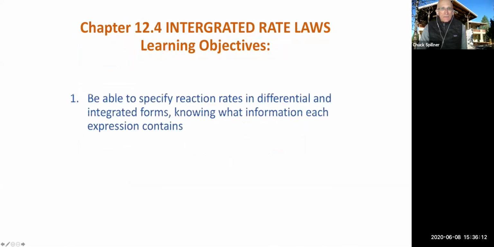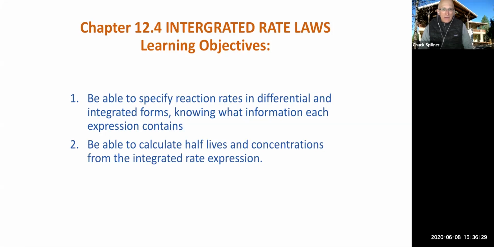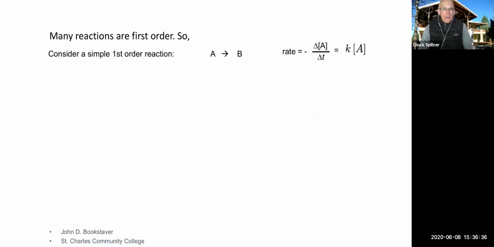So the objectives in this chapter are to be able to specify the reaction rates in differential and integrated forms. Those are the rate equations, and knowing what information each expression contains. So that's how we're going to start. Be able to calculate half-lives and concentrations from the integrated rate expressions. And so let's get started. So we'll start with the first order reaction.